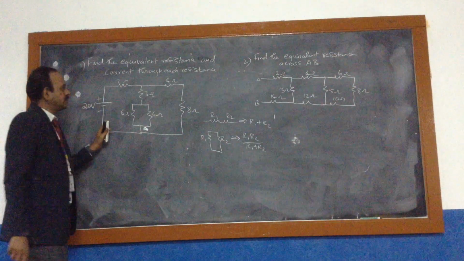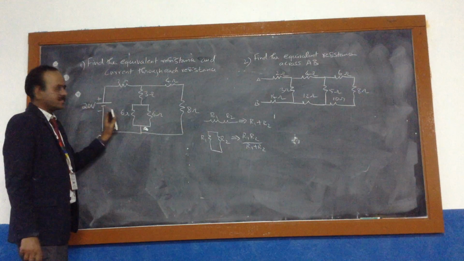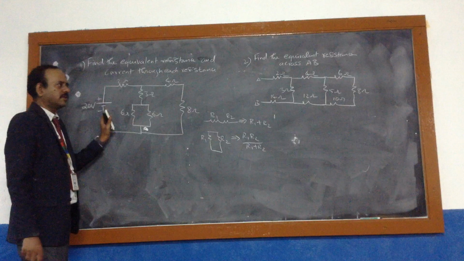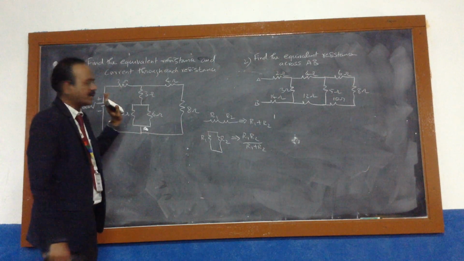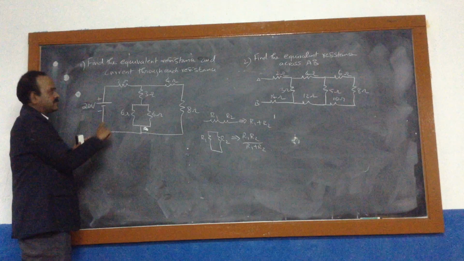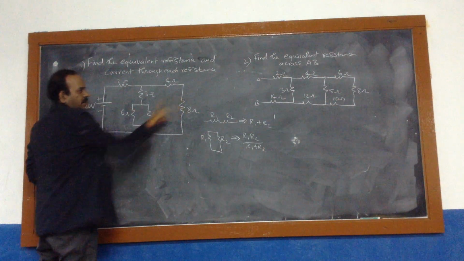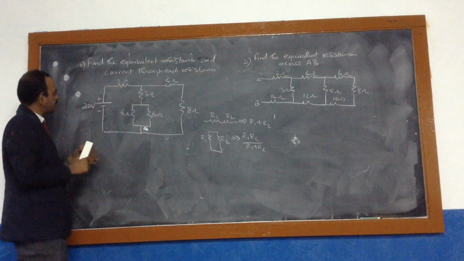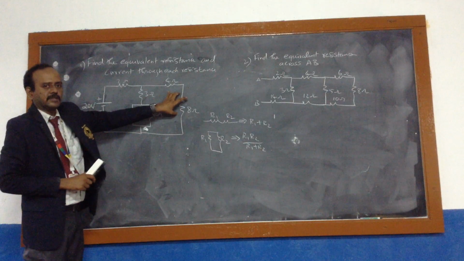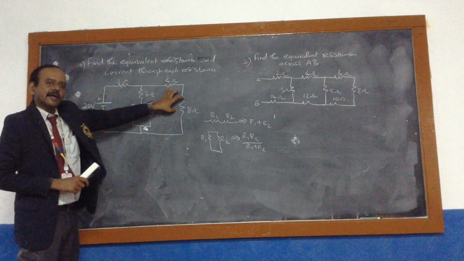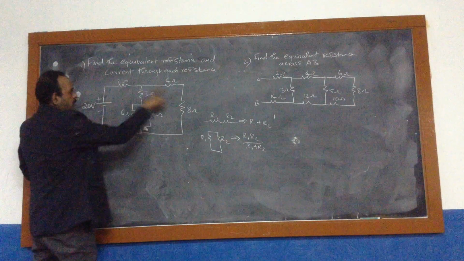Now they ask to find the total resistance as well as the current through each resistance. Before finding the current through each resistance, we have to find the equivalent resistance. To find the equivalent resistance, we have to look at the source side. We have the 20 volt source. From the 20 volt source, look from the opposite side, and start calculating the resistance, whether it is in series or in parallel.